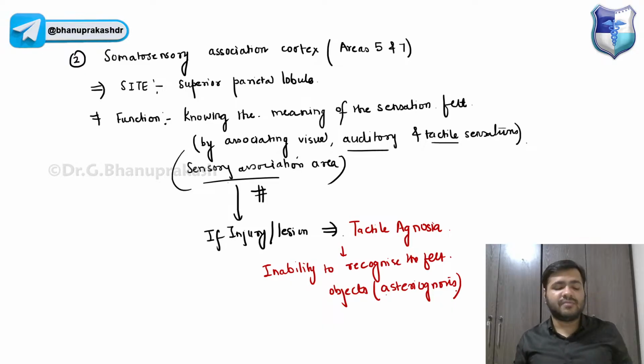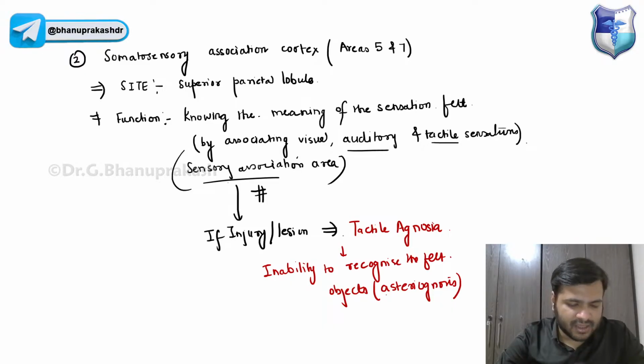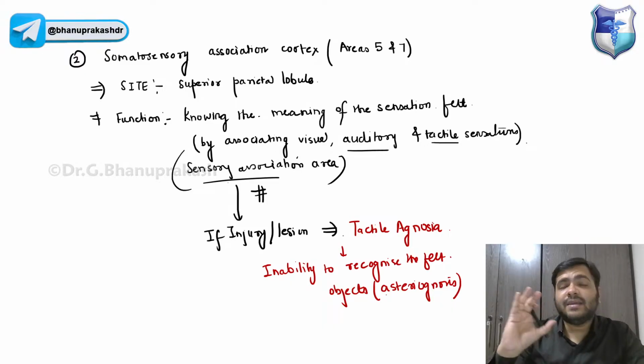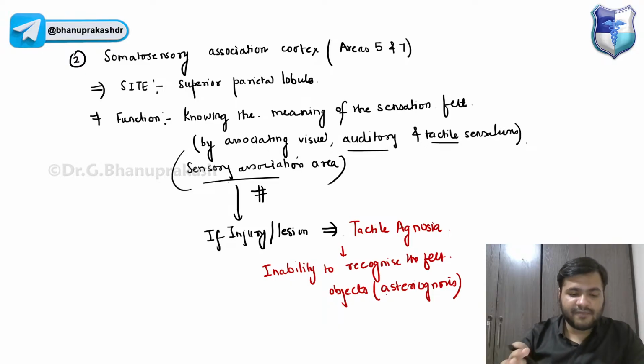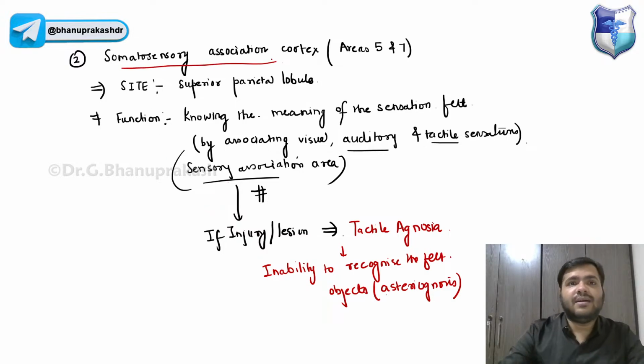Now, this basically means the disturbed body image, the inability to recognize the position of the body. The patient may feel that the right half of the body is in the left half, so that is something like the parts in space. You have to remember that. So that is about the somatosensory association cortex, and that is located in the superior parietal lobule.